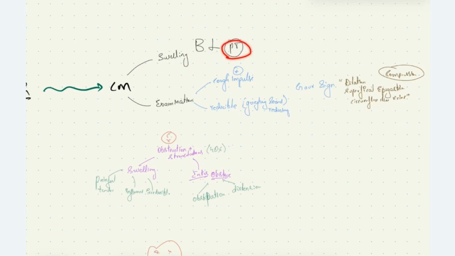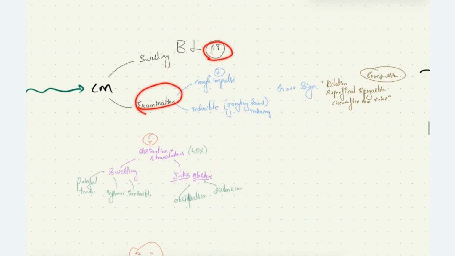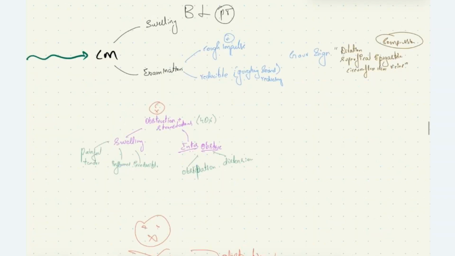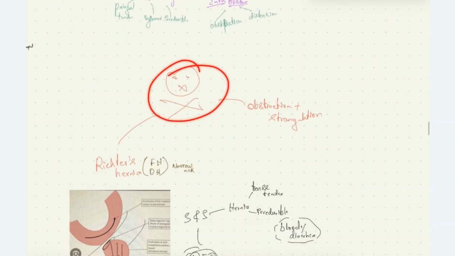On examination, it is a reducible swelling, where we can feel a gurgling sound while reducing because the bowel will be the content of the hernia. Then we can see cough impulse positivity in this swelling. If the patient has obstruction and strangulation, we see a painful, tender, inflamed, and irreducible swelling with features of intestinal obstruction like obstipation and distension. The other complication of femoral hernia along with obstruction and strangulation is Richter's hernia.